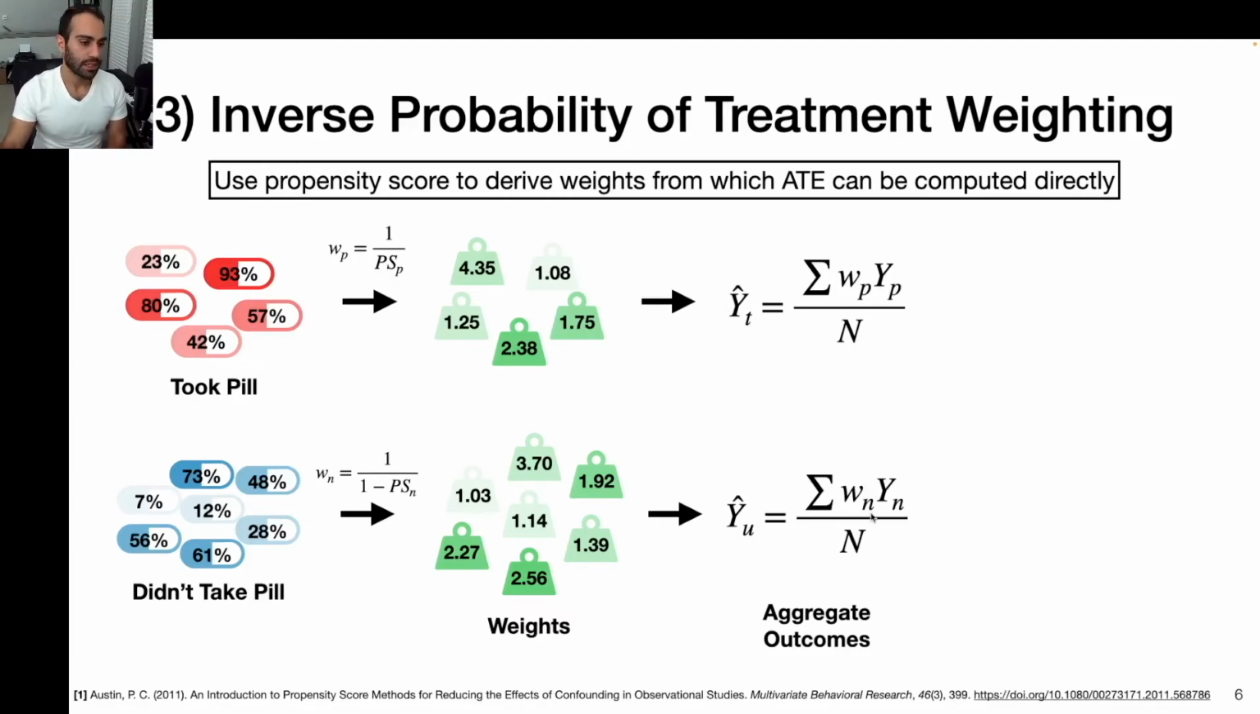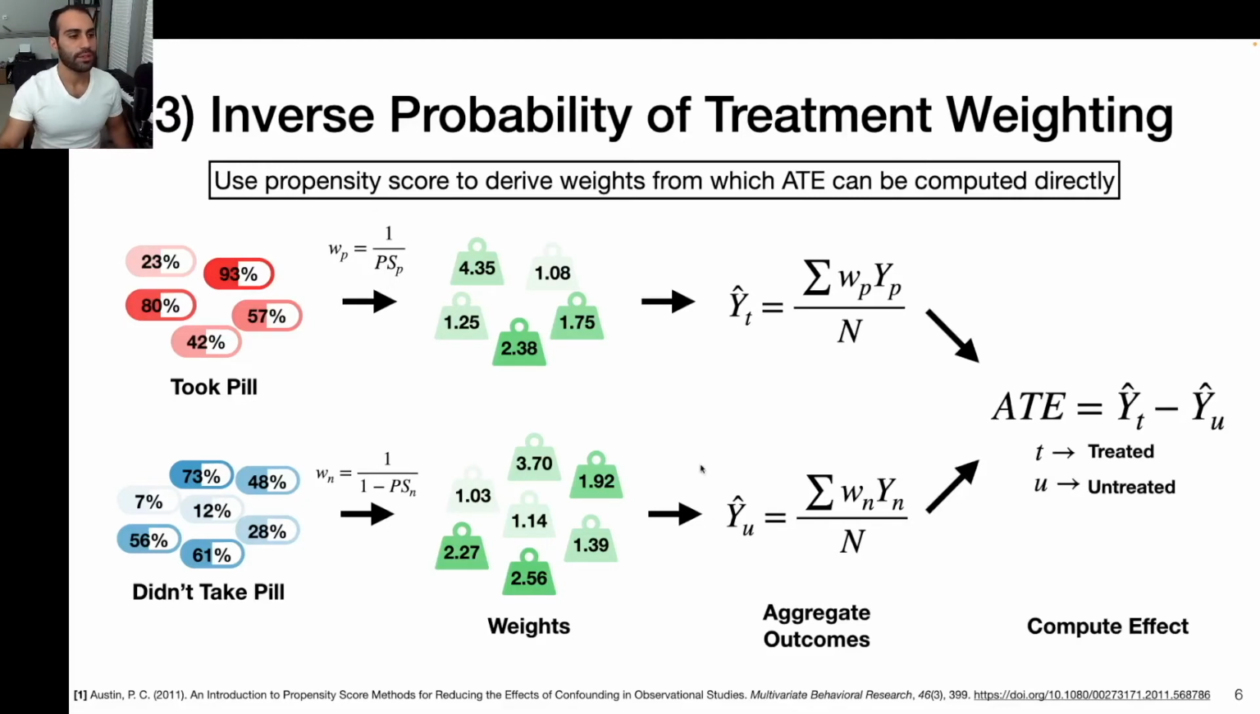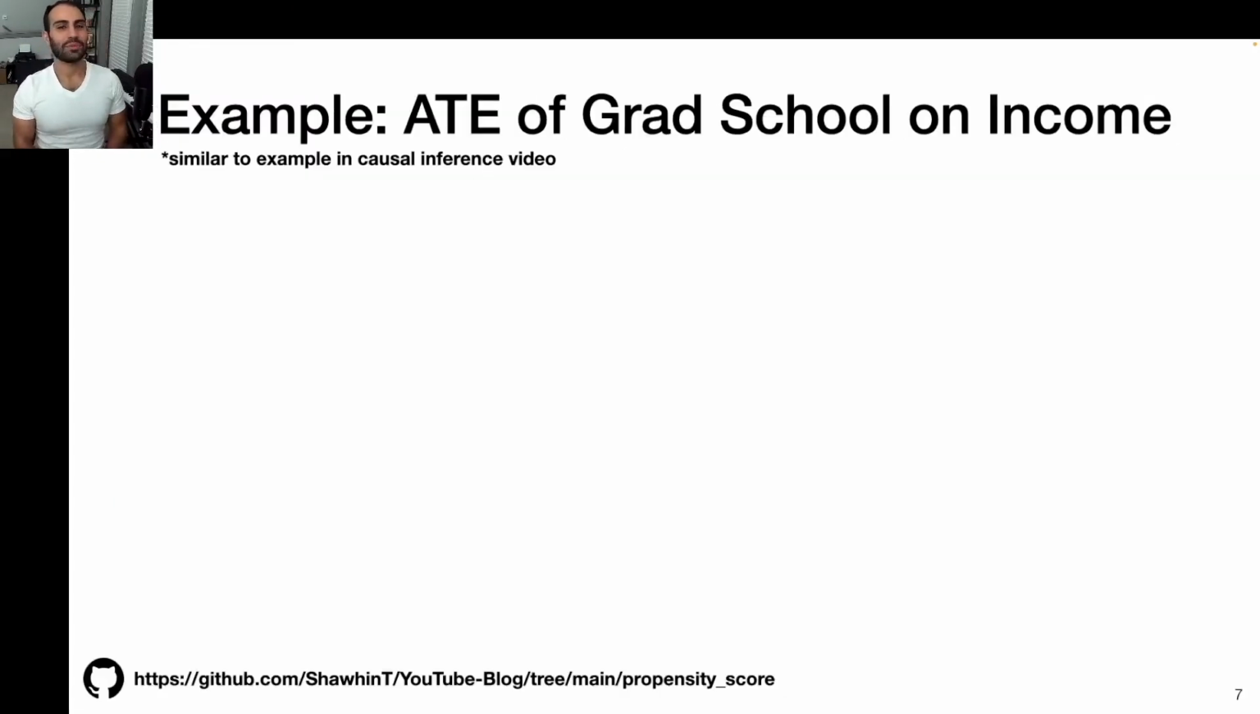Then we do the same exact thing for the untreated population, which will give us the aggregated outcome for the untreated. And then we can use these values to estimate our average treatment effect. Here we can just simply take the difference between the aggregated outcome of the treatment with the aggregated outcome of the untreated. Now we're going to do a concrete example in Python.